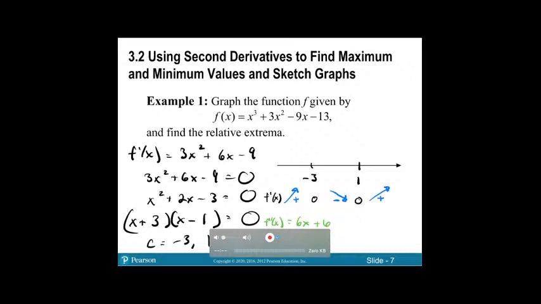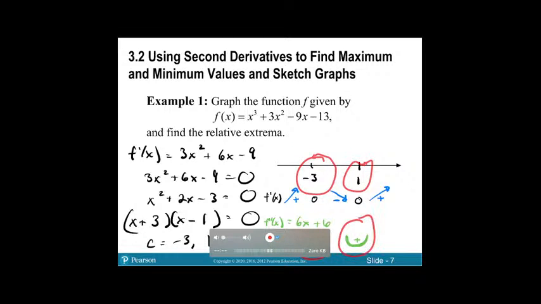If we plug 1 into the second derivative, we get a positive result. So it's going to be concave up, which makes sense, right? If this is a local max, then it should be concave down. If this is a local min, it should be concave up, right?